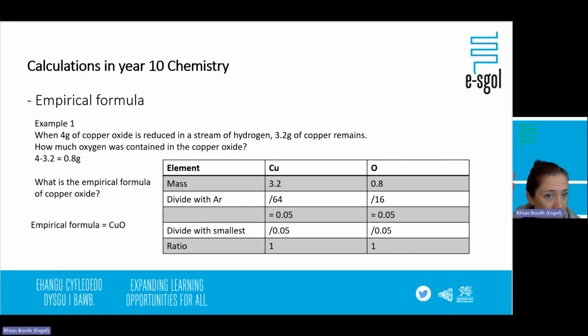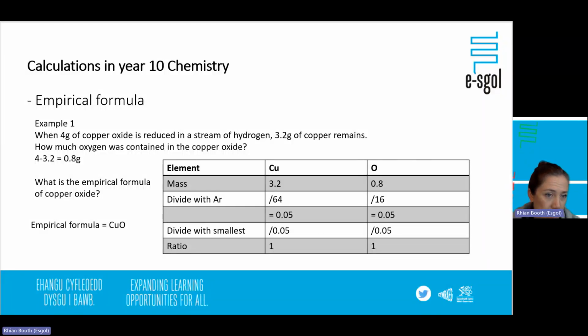This is the simplest formula, the empirical formula, okay? This question here gives you some of the information that you need. So it tells you that 4 grams of copper oxide is reduced, and 3.2 grams of that is copper. So the first thing you need to do is calculate how much oxygen was present. And it's really simple. 4 grams minus 3.2 gives you 0.8, which is how much oxygen was contained. Okay, so that's a nice simple calculation just to give you the mass of both elements within copper oxide.